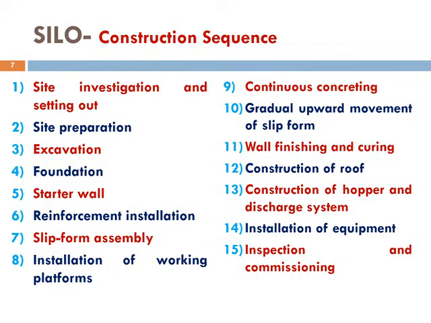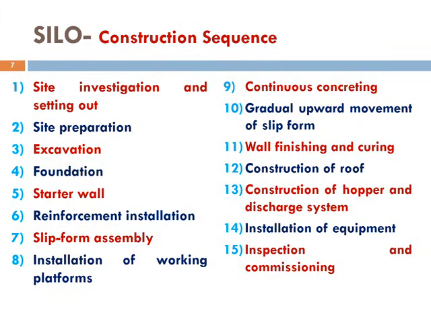Now we come to the main construction sequence of a silo. First, we carry out site investigation and setting out. This is followed by site preparation and excavation. Then the foundation is constructed. After that, the starter wall is constructed and reinforcement is installed.